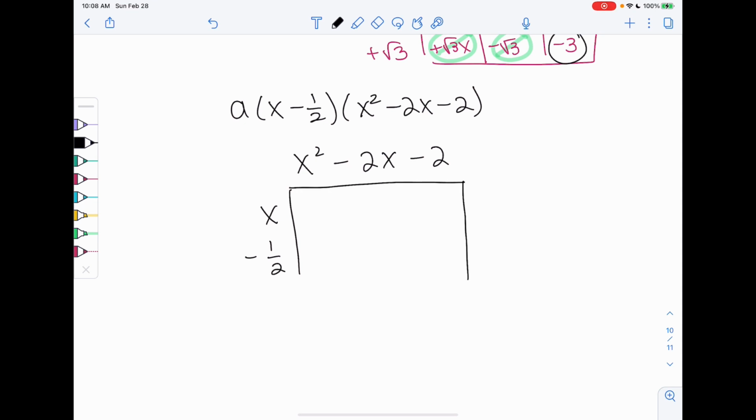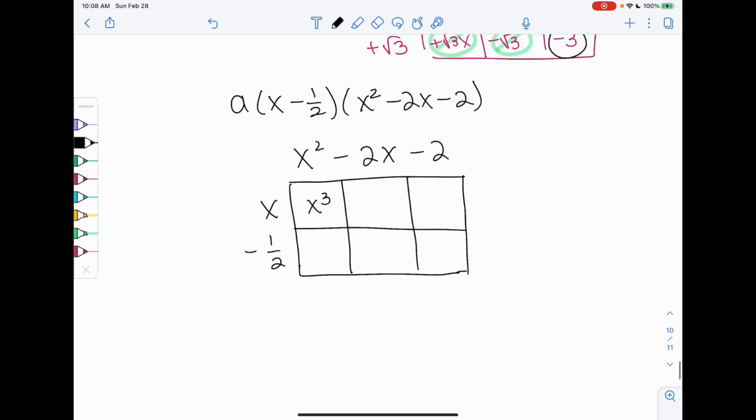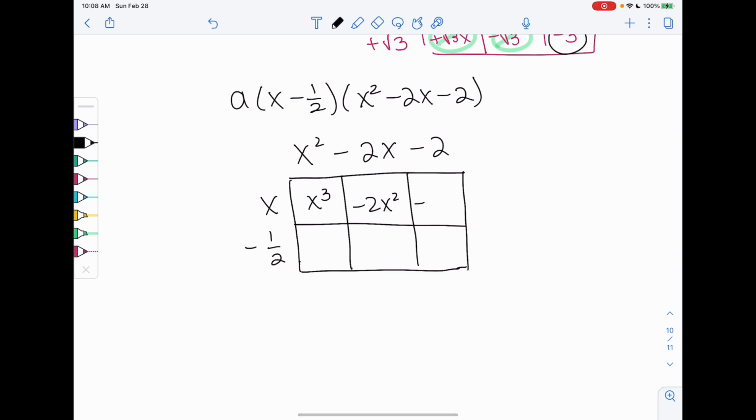And if you want to get practice, you really should try this without me. I have a feeling most of you watching this video are just struggling with that coefficient of 2 part. So why don't you multiply this out without me? But come back when you're done, and we should get x cubed. We get minus 2x squared. We get minus 2x minus 1/2 x squared. We get positive 1x, and we get positive 1.